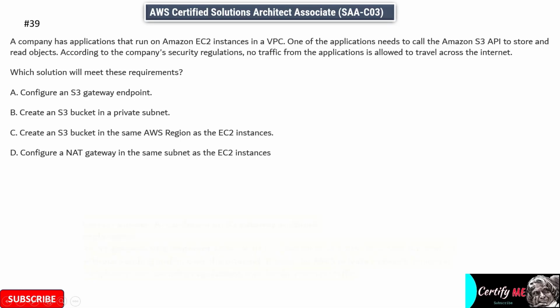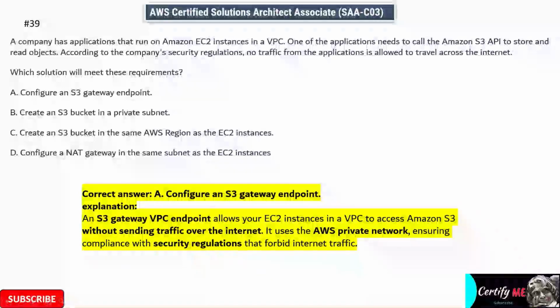The correct answer is option A. An S3 gateway VPC endpoint allows your EC2 instances in a VPC to access Amazon S3 without sending traffic over the internet. It uses the AWS private network, ensuring compliance with security regulations that forbid internet traffic.